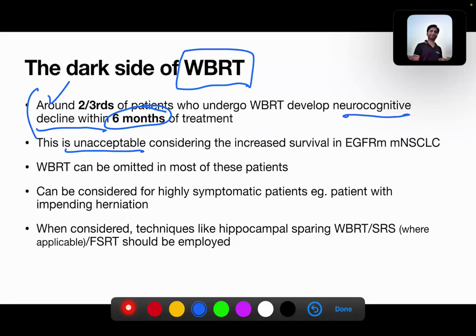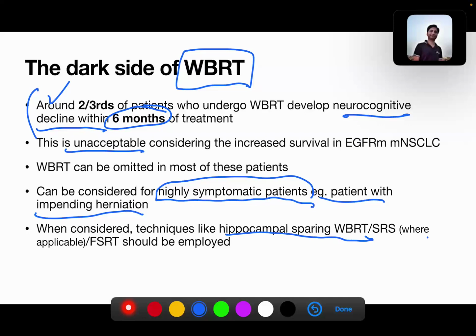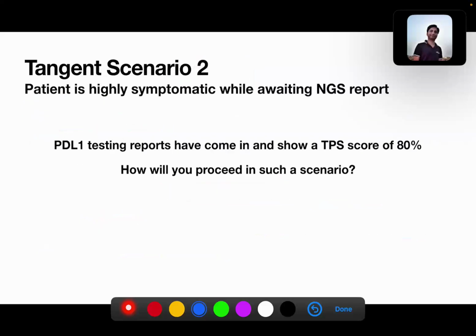Now, WBRT can still be considered for highly symptomatic patients, right? That is patients with impending herniation or patients whose CNS symptoms are not controlled with steroids. Those patients you can still consider WBRT, but when you're giving it, use conformal techniques such as hippocampal sparing WBRT, SRS where applicable, and fractionated stereotactic radiotherapy whenever applicable. So give conformal techniques when you're giving radiation, but otherwise you can avoid radiation for most asymptomatic patients or mildly symptomatic patients. Only in the patients who have impending herniation or cannot be controlled with medical management, you need to give radiation. And that too should be conformal.